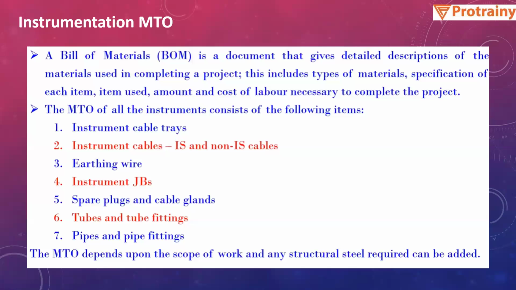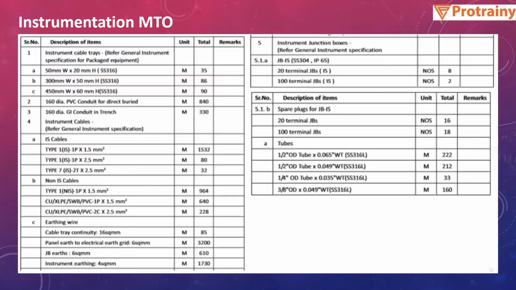Then instrument MTO, material takeoff. Basically the bulk items like instrument cable trays, instrument cables, earthing strips, instrument junction boxes, spare plugs, cable glands, instrument tube fittings, and instrument pipe fittings. All this comes under the instrument MTO. This is typically an instrument MTO. You can see the unit of measurement, like cable trays in running meters and how many running meters it is telling you, then junction boxes in numbers. All these things are there.